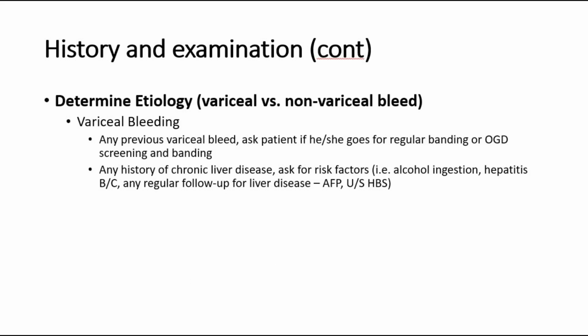Next, determine whether it is a variceal or non-variceal bleed. For variceal bleeding, ask if there is any previous variceal bleed, ask patient if they go for regular banding or OGD screening and banding. Any history of chronic liver disease, ask for risk factors like alcohol ingestion, hepatitis B or C, any regular follow-up for liver disease.